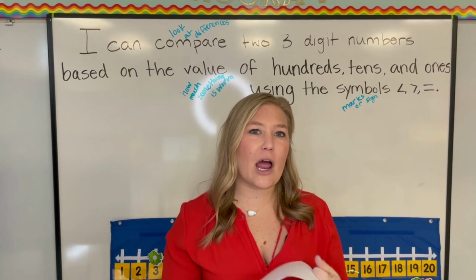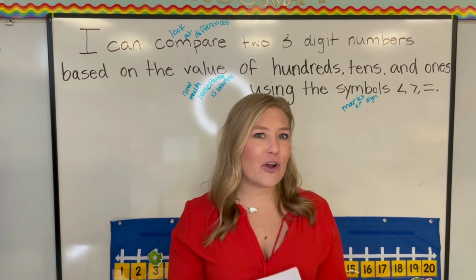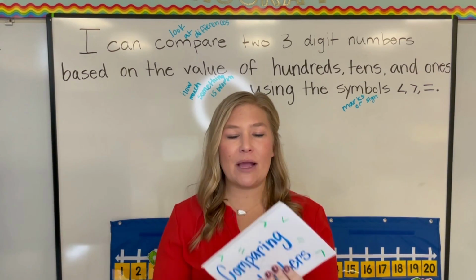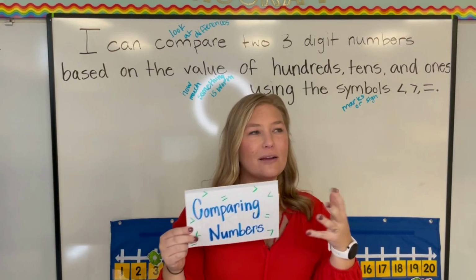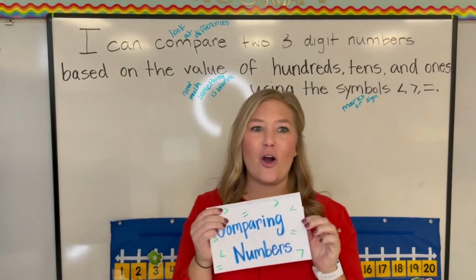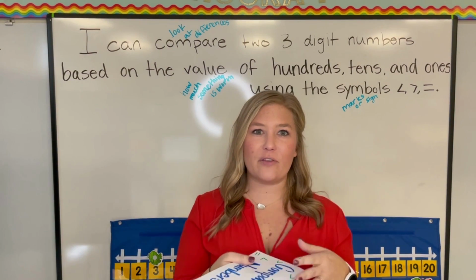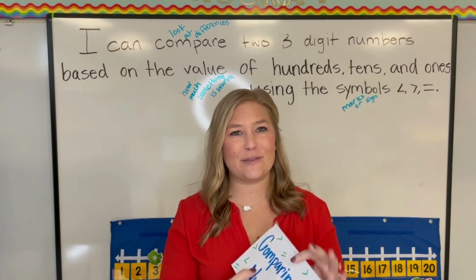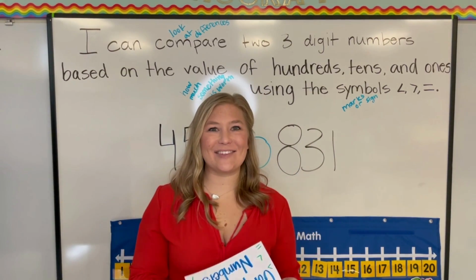Once you're done folding it, I want you to give it a title. I created the title Comparing Numbers. So when you're finished, it might look something like this. I used markers and I decorated it. Made it look all nice. So I know that when I open this book, it's going to be a book full of me comparing 3-digit numbers. All right, let's get started.